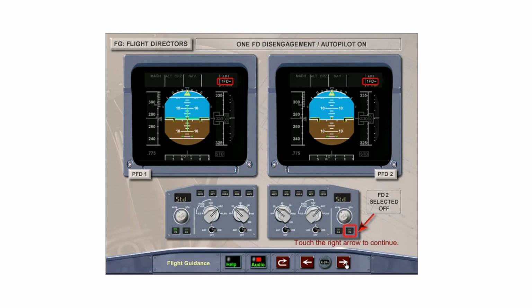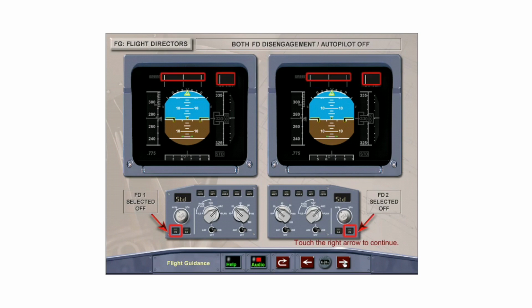The flight directors can be selected on and off any time by pressing the flight director push buttons on the EFIS control panel. If one flight director is turned off in flight, the flight director bars on that side disappear. If both flight directors are turned off while an autopilot is engaged, the flight director bars disappear, but the autopilot remains engaged in the active modes.